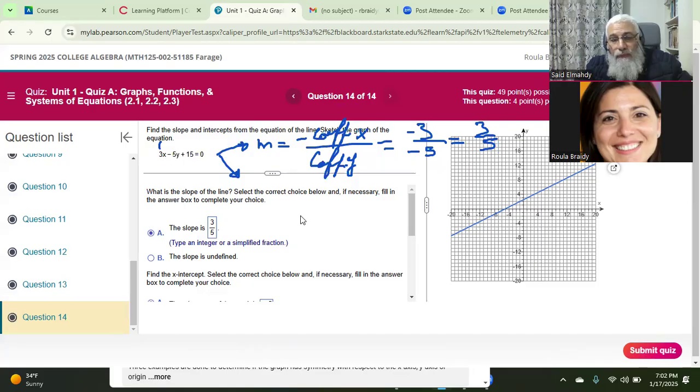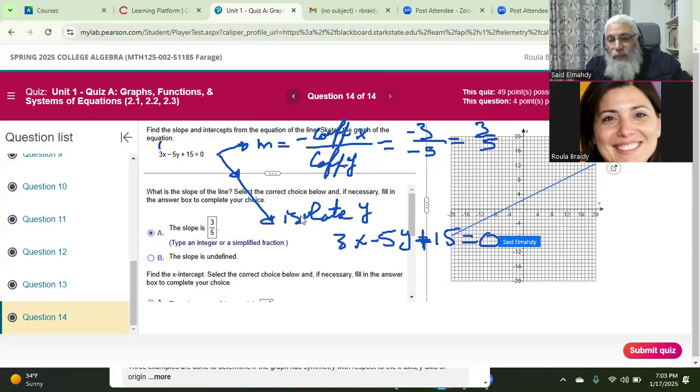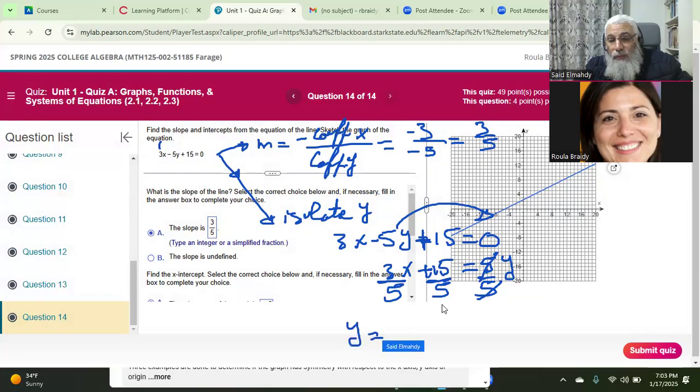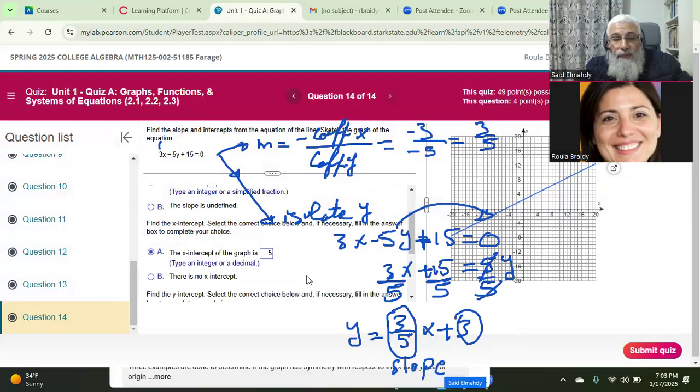The other way to solve this is to isolate y. So we have 3x minus 5y plus 15 equal to 0. We can move negative 5y to the other side. It will be positive 5y equals 3x plus 15. Now we divide both sides by 5. So y is equal to 3 over 5 x plus 3. This is the slope, and this is the y-intercept. This is the second way.